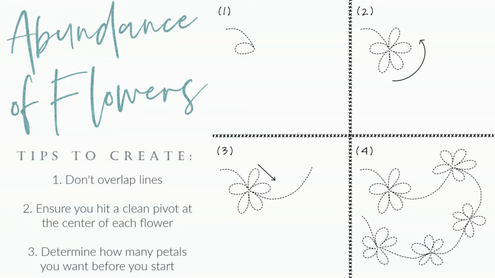There are three tips in creating these flowers. Number one, this works somewhat like a meandering line. So you want to make sure you're not overlapping. You also want to make sure you hit a clean pivot point at the center of each flower. Lastly, you'll want to determine how many petals you want on each flower before you start.